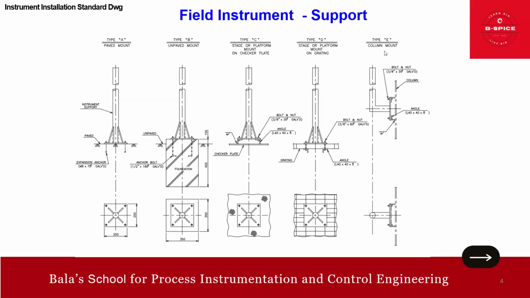Okay. Then finally type E. So as I said earlier, this is on the structure, right? The structure is already there, structure or column, whatever is there. You take an L-shaped pipe. I mean, the stanchion will be L-shaped and here you have to mount it, friends. So these are the typical.